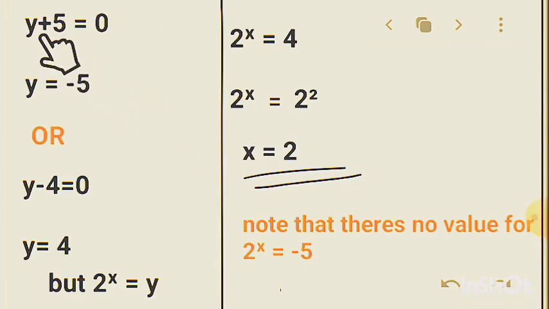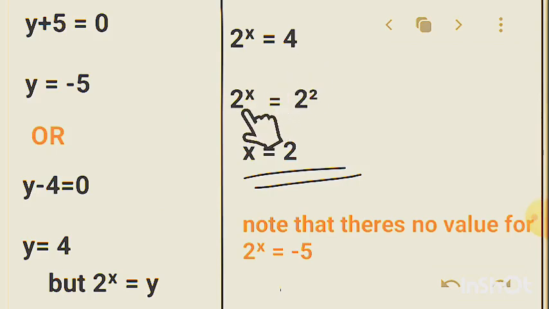Now y plus 5 is equal to 0. If this 5 crosses the equality sign, it becomes minus 5. Also, we have y minus 4 equals 0. If this 4 crosses the equality sign, it becomes plus 4. But remember that 2 raised to the power x is equal to y. So because y is 4, it means that 2 raised to the power x will also be 4.